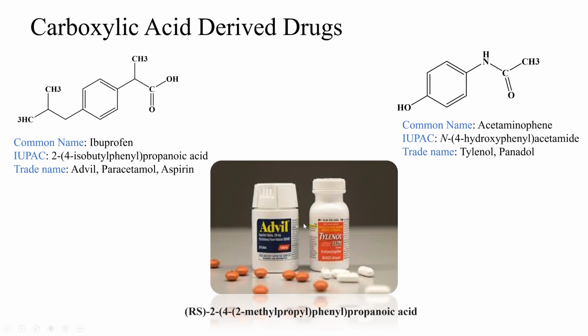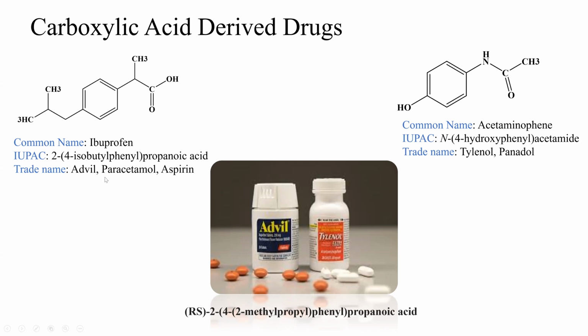These drugs are available with different trade names, and they have different chemical formulas, while some drugs have different trade names but the same chemical formula. An example is ibuprofen. This is the chemical structure, isobutylphenyl propanoic acid. This is the carboxylic group, the acidic group, with different substitutions on it. The common name is ibuprofen, its IUPAC name is isobutylphenyl propanoic acid, and it is available under different trade names from different pharmaceutical companies.